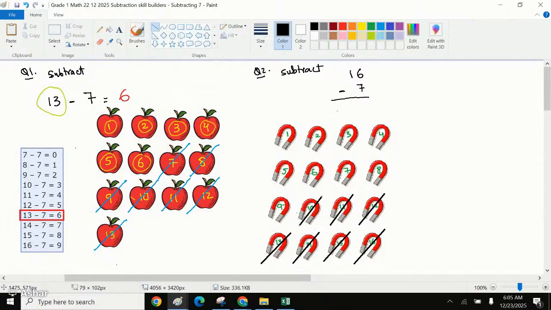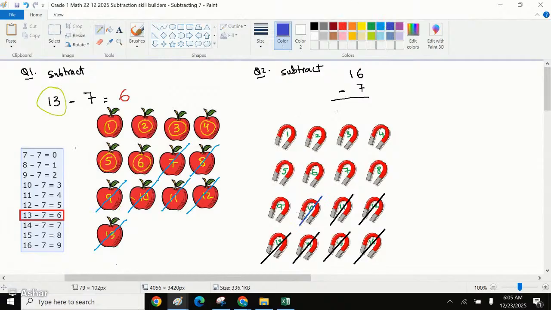Remember one thing. We always go in a numerical sequence. I cannot do 16, then 7, then 5, then 4. 16, 15, 14, 13. We go back in order. So how many magnets are we left with?